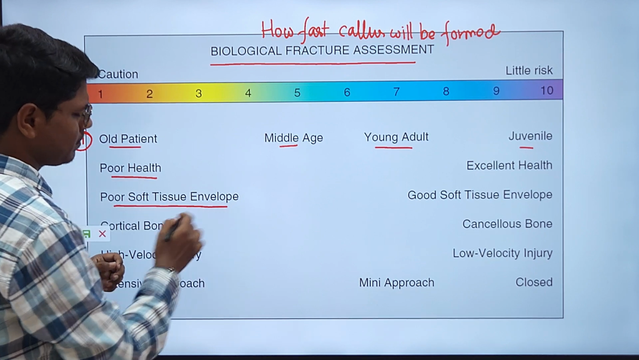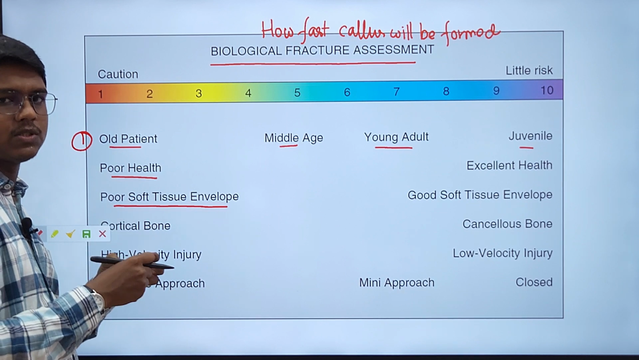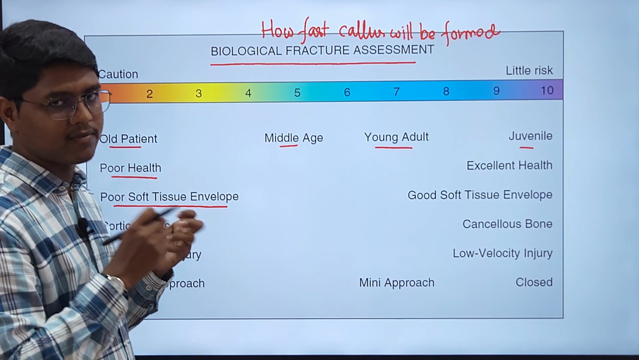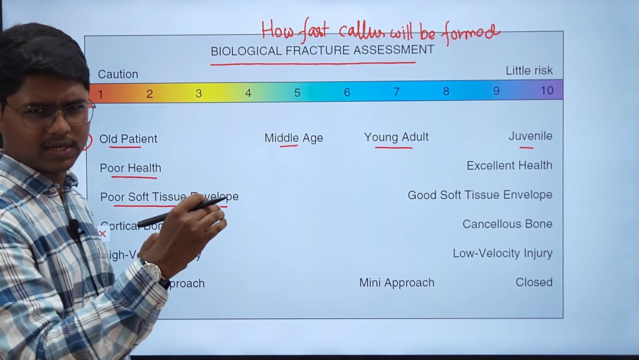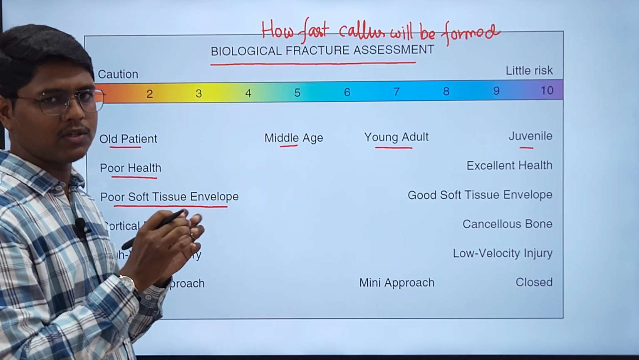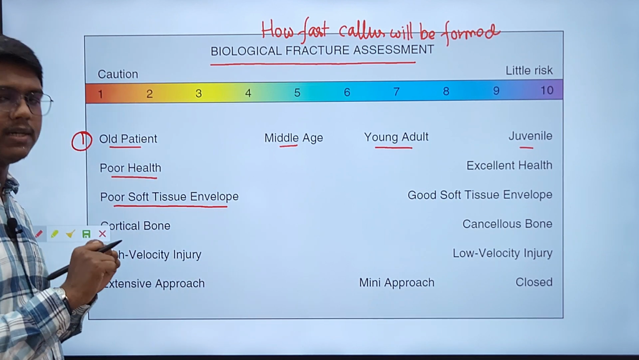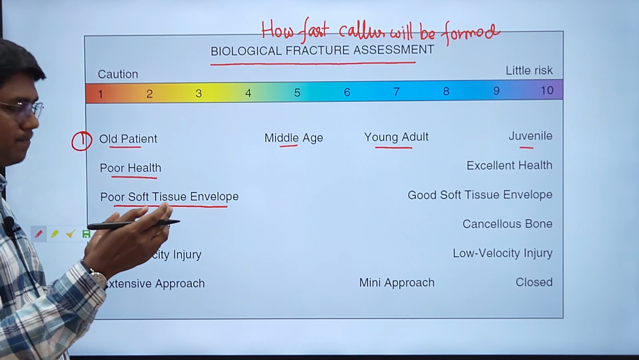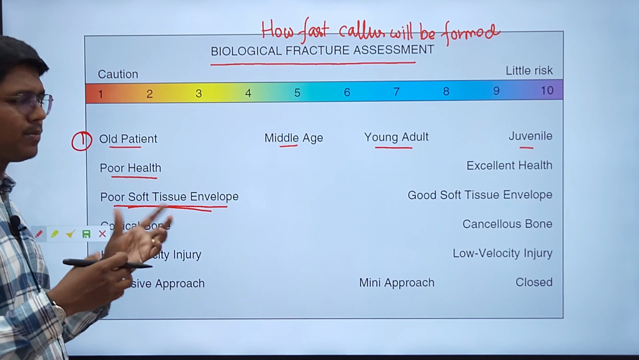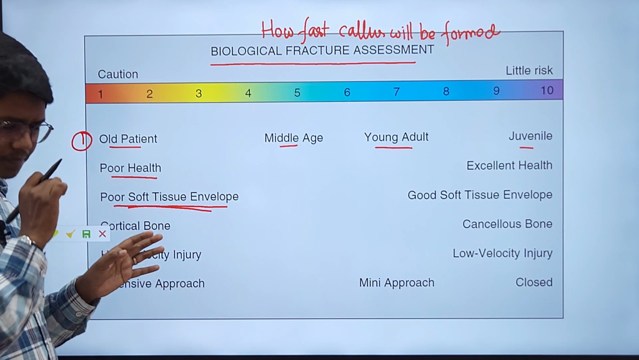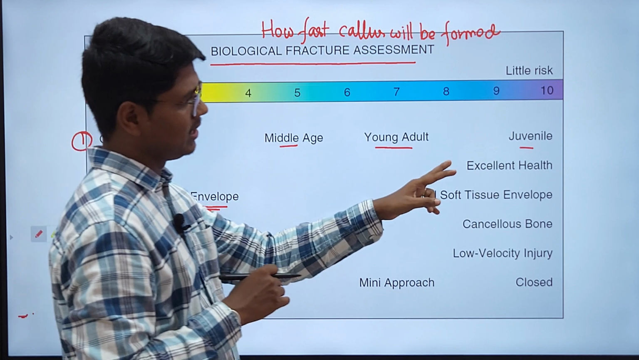Next, soft tissue envelope. In the fracture site, you know that soft tissues are very much essential for vascular supply and fracture healing. We'll discuss fracture healing in subsequent classes, where I will discuss how healing occurs. Simply, when the soft tissue envelope is very good, then the healing will be much better. Suppose there is some injury where the soft tissue envelope is not completely gone, in that case it will be in the caution category rather than the little risk category.